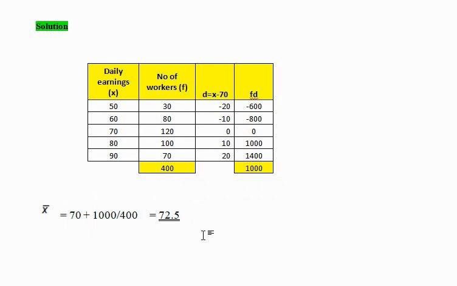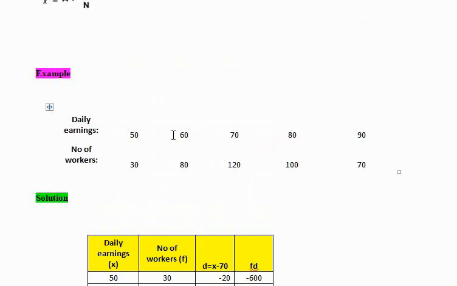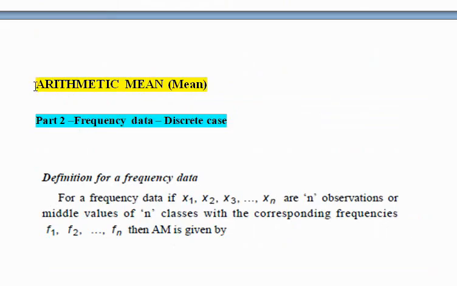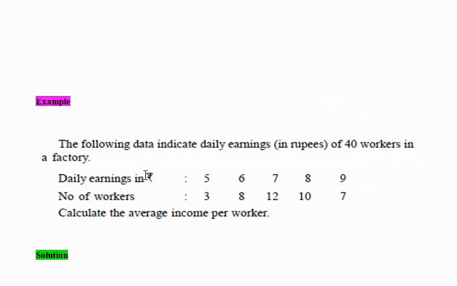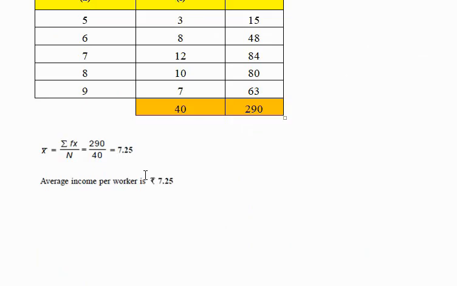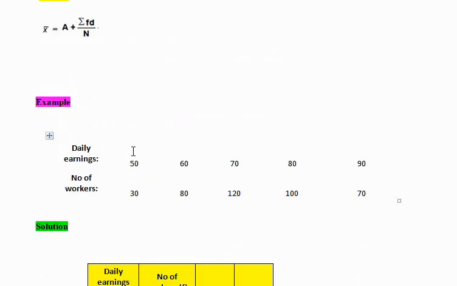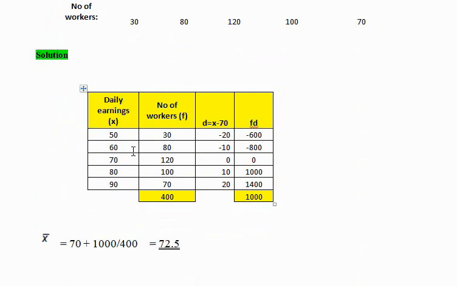Hope you understood. So that's about today's class. Today we learned how to find the arithmetic mean in frequency data in the discrete case. Today we have discussed the discrete case in the simple method as well as in the shortcut method.